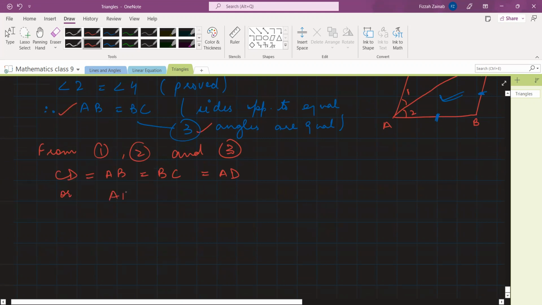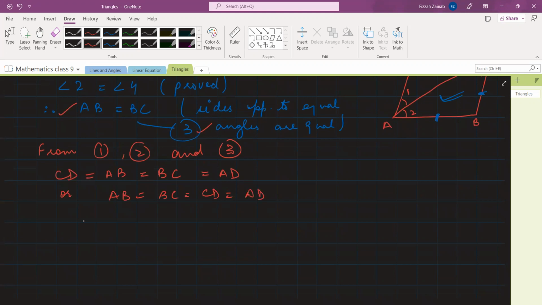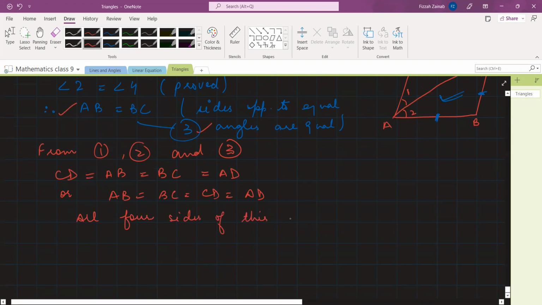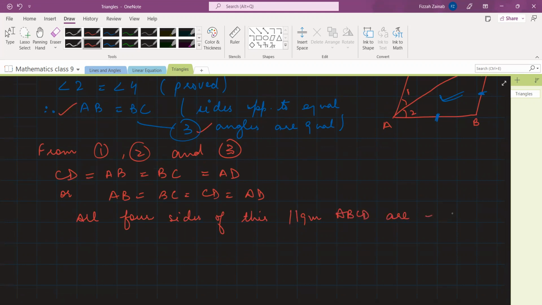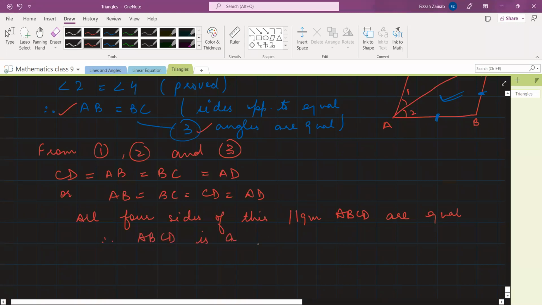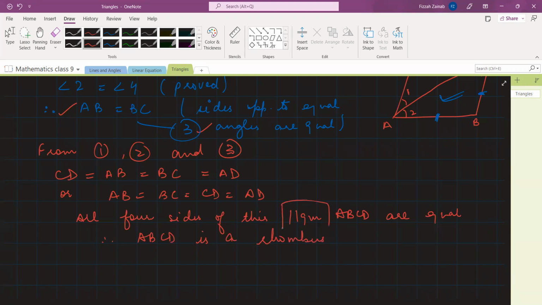Or in sequence, if you want, you can write AB is equal to BC is equal to CD is equal to AD. So all four sides of this parallelogram ABCD are equal, right? Therefore, ABCD is a rhombus. See, I'm writing parallelogram, not quadrilateral, because this was already given. This is the first condition. It has to be a parallelogram. Secondly, all the four sides should be equal.